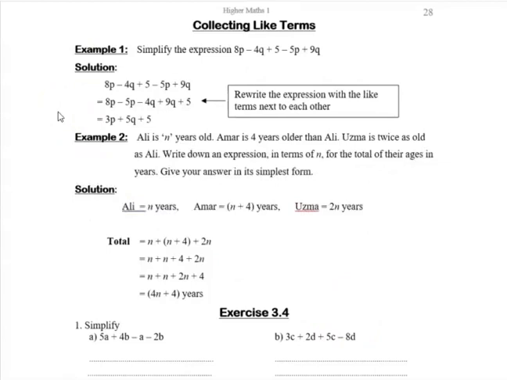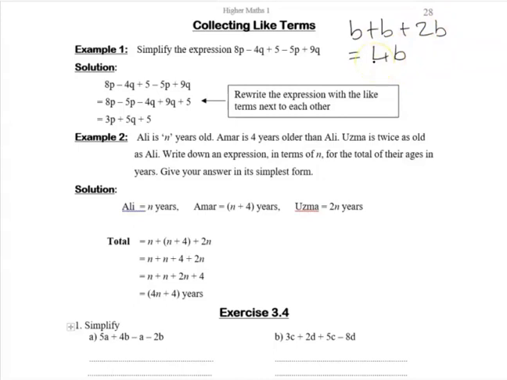Now we're going to be collecting like terms. Now what does it mean by like terms? For example, if you had one banana and another banana, and now your friend brought over 2 bananas. Now 1 banana plus 1 banana is 2 bananas, and plus another 2 bananas is 4 bananas. Now it's called collecting like terms.